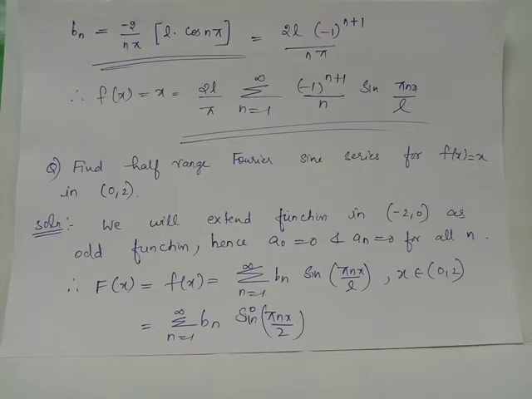Thus, the Fourier coefficients a0 and an will be 0. We have the Fourier series expansion given by f(x) = summation n ranges from 1 to infinity bn sin(pi n x by L) for x belonging to the range 0 to 2. We have capital F(x) coinciding with small f(x) for x belonging to the range 0 to 2.